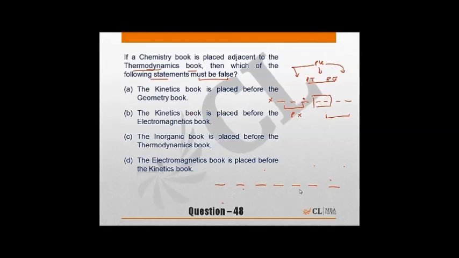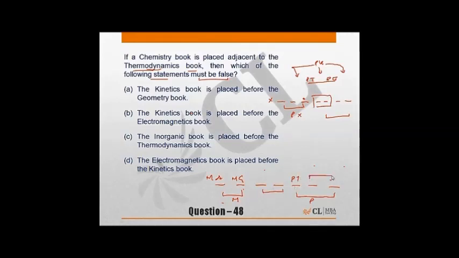The chemistry books have to be in the end. The physics books have to be in the end. Math books have to be in the beginning. So we have the algebra book first, then the geometry book. The thermodynamics book has to be adjacent to a chemistry book, so thermodynamics will come here.